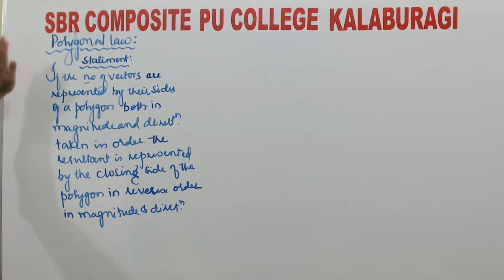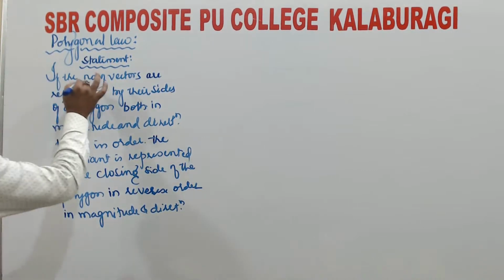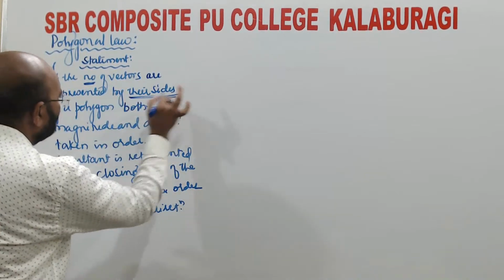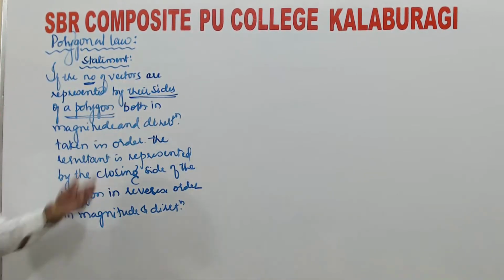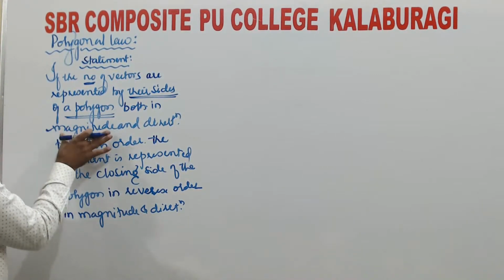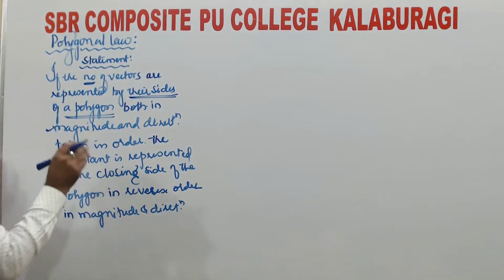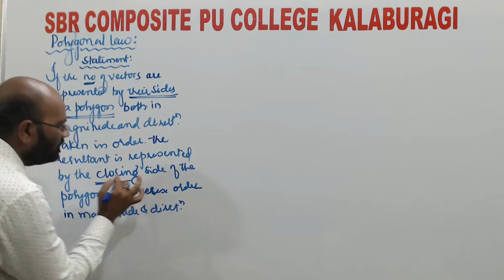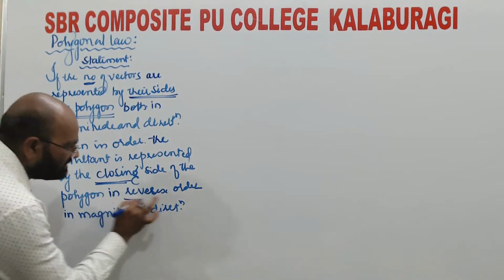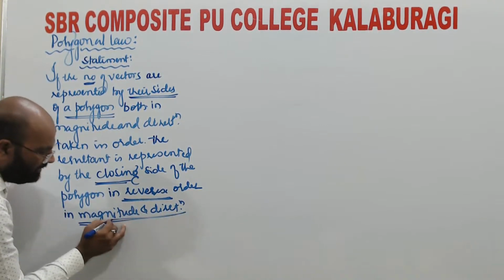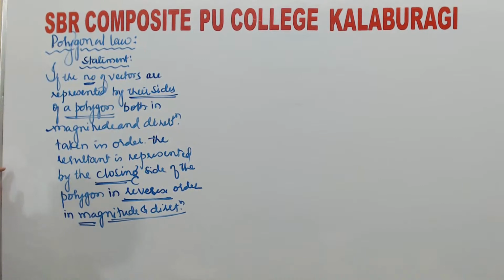What is the polygonal law? If we consider a number of vectors represented by the sides of a polygon, with their magnitude as well as direction, the last vector is nothing but the resultant vector, which is taken as the closing side and is always drawn in reverse order. That gives you the resultant magnitude and direction of the vectors. So this is what we call the polygonal law of vectors.